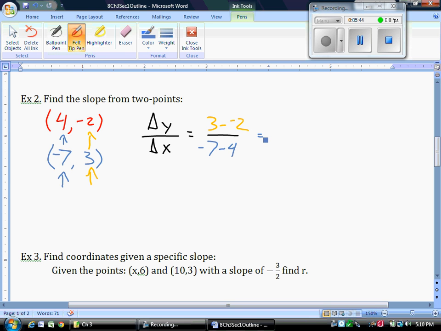Okay? When I subtract those, 3 minus negative 2 becomes plus a positive, so I get 5. Negative 7 minus 4 is negative 11. Since that doesn't simplify, our slope is 5 over negative 11. Okay, easy enough.